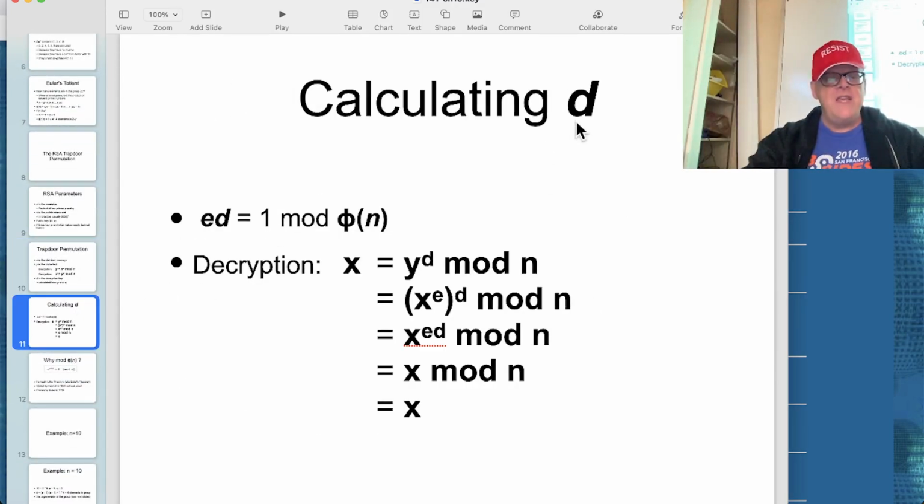So to calculate D, you have to have E times D equals 1 mod phi. Remember, phi is the number of actual elements in the group. So if you take something to the E, and then you take it to the D, you're going to get back where you started. This is the inverse. So that's the point. So decryption is Y to the D mod n. That's X to the E, D mod n.